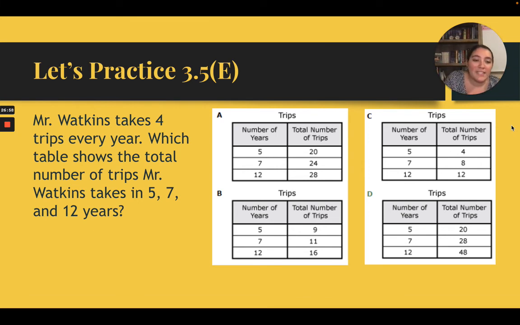So we got 7 years. 7 times 4. If you don't know off the top of your head, skip count by 4s or skip count by 7s. Draw a picture. For this one, I'll let you know. 7 times 4, I know that is 28. So I see that A says 24 and D says 28. So I'm going to double check with my 12. 12 times 4, I know that 12 times 4 is 48, which tells me that D is the correct answer choice.